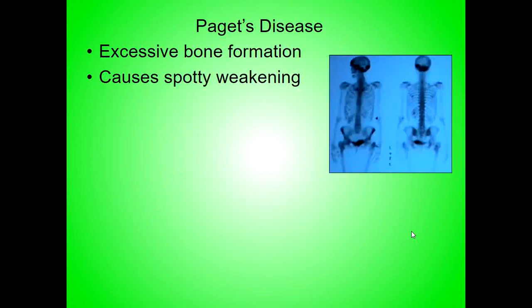And then the last one is known as Paget's disease. Paget's disease is a genetic disorder, and what happens is you form bone too fast, too much. And so the bone is not strong enough and it's very spotty. That means if you bump them or they fall, they can break bones very easily.